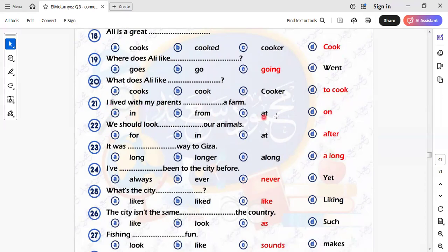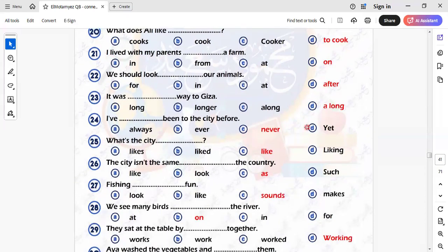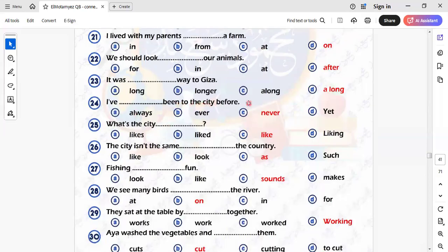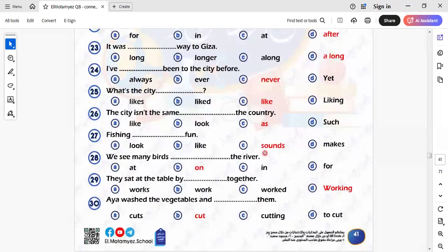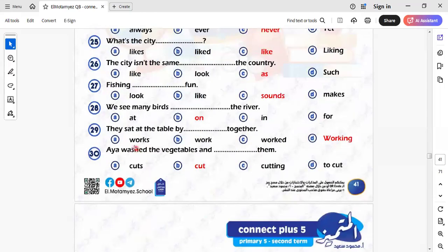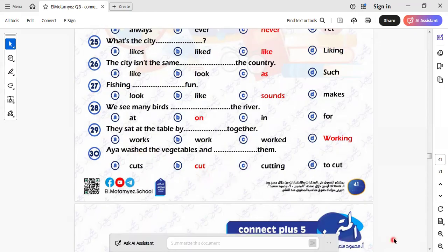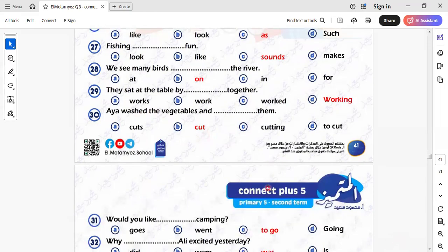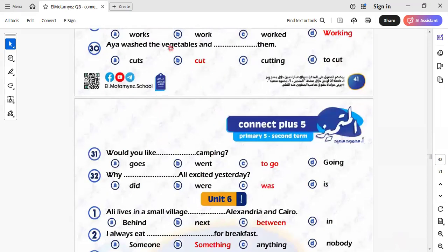I lived with my parents on a farm. I have never been to the city before. Let's go to another one. They sat at the table by working together. Aya washed the vegetables and cut. We say here we have past simple, not continuous, past simple. And cut in the past is the same as the present. So here are the verbs that have the same spelling in the past and present.